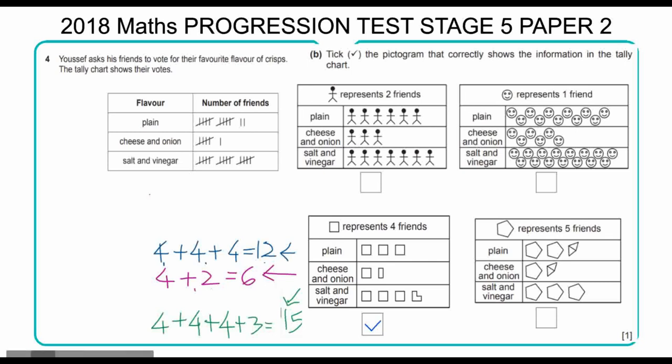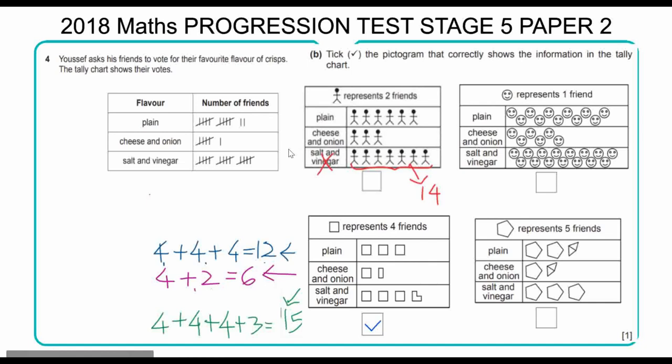The reason we reject this first one is that this icon represents 2 friends. So for salt and vinegar: 1, 2, 4, 6, 8, 10, 12, 14.